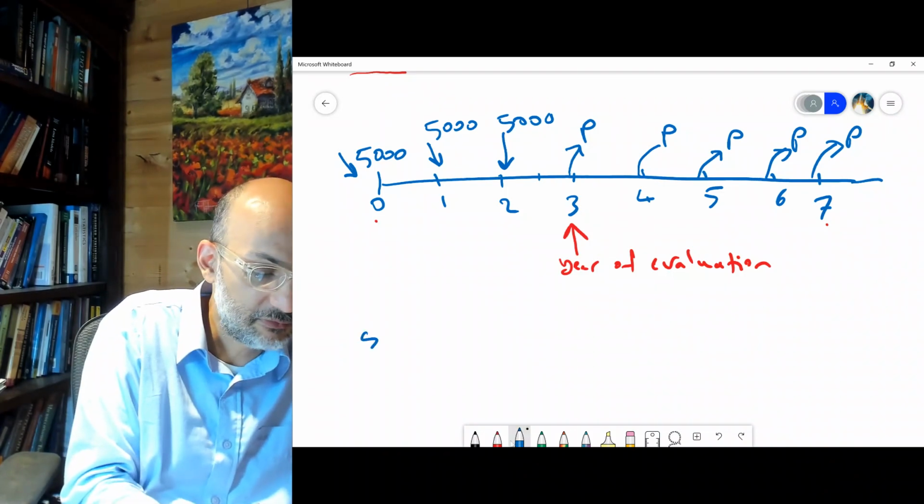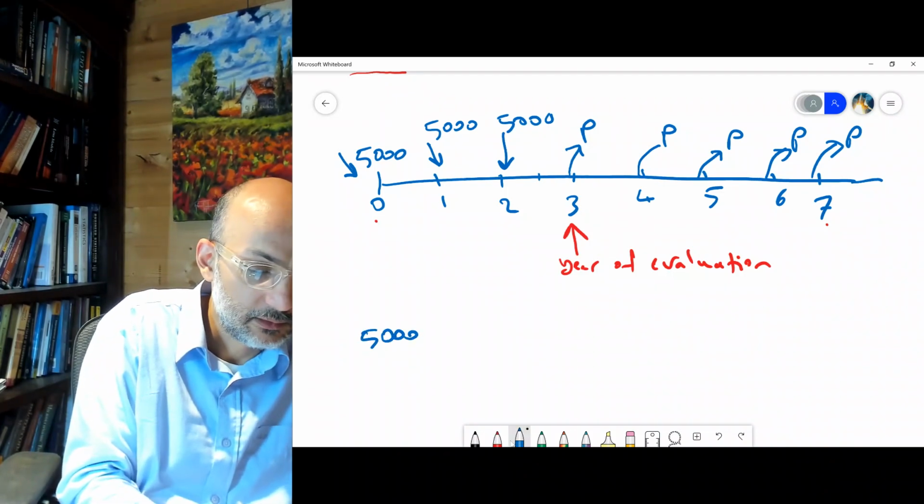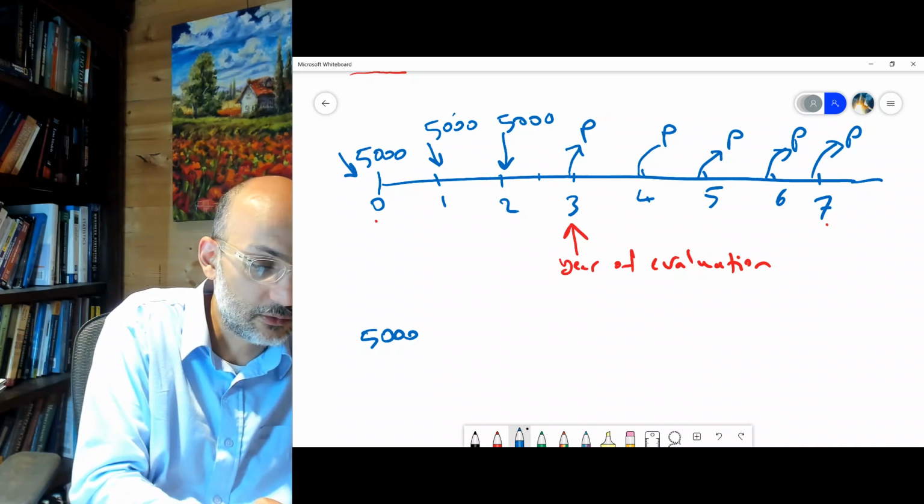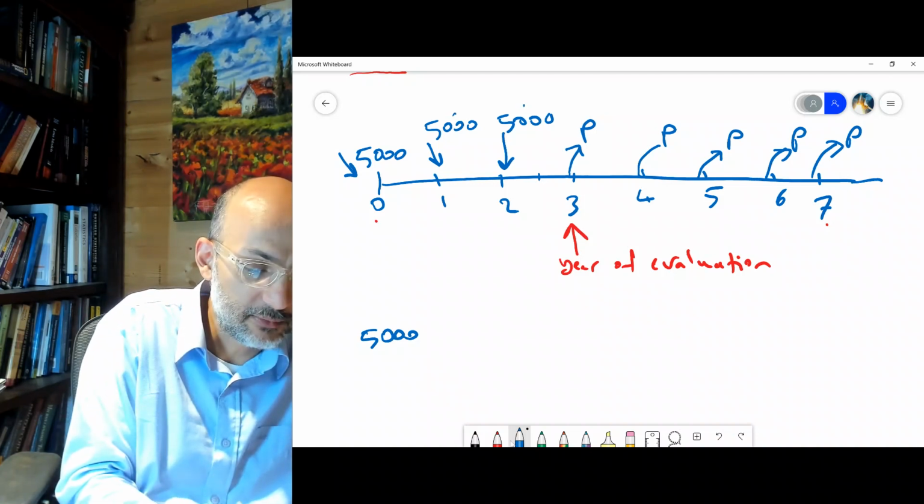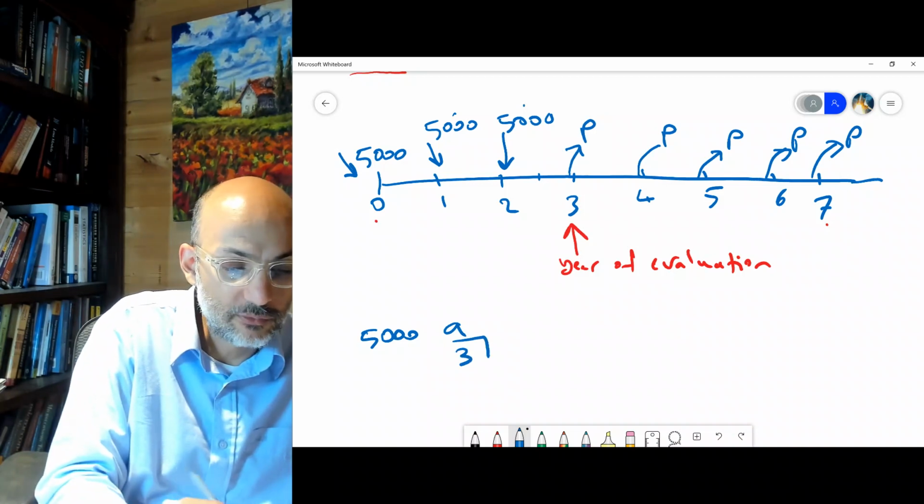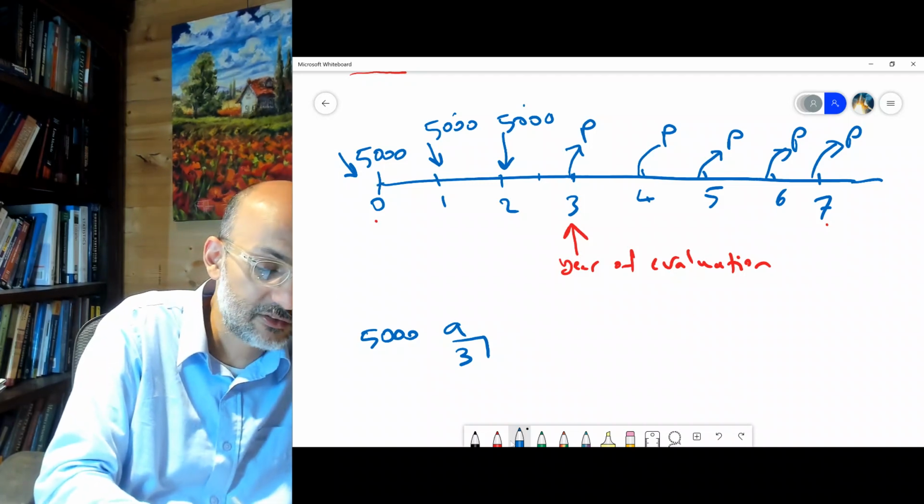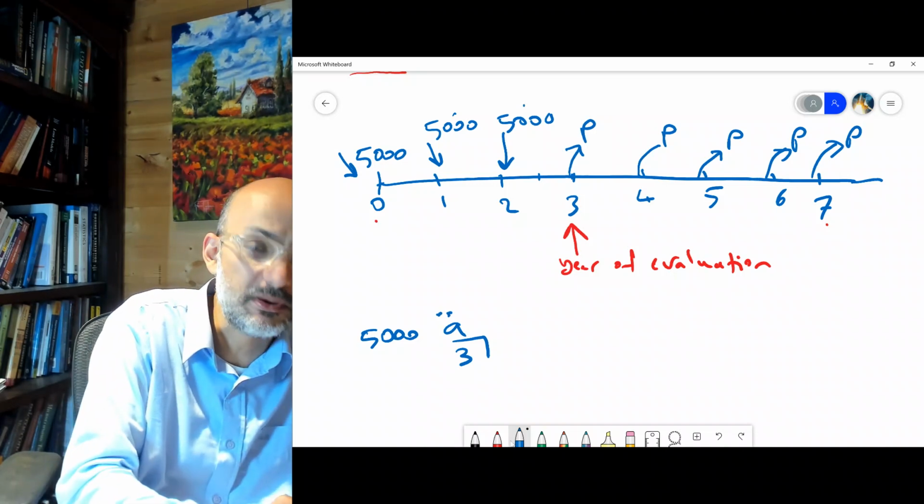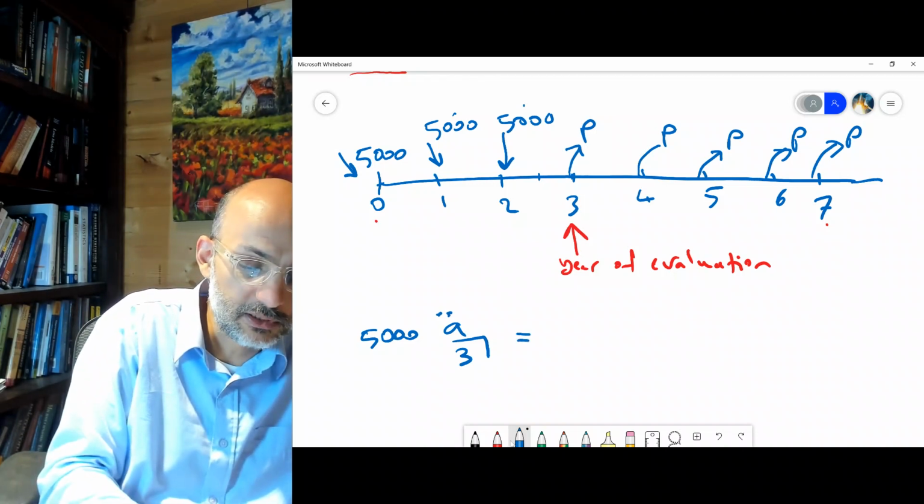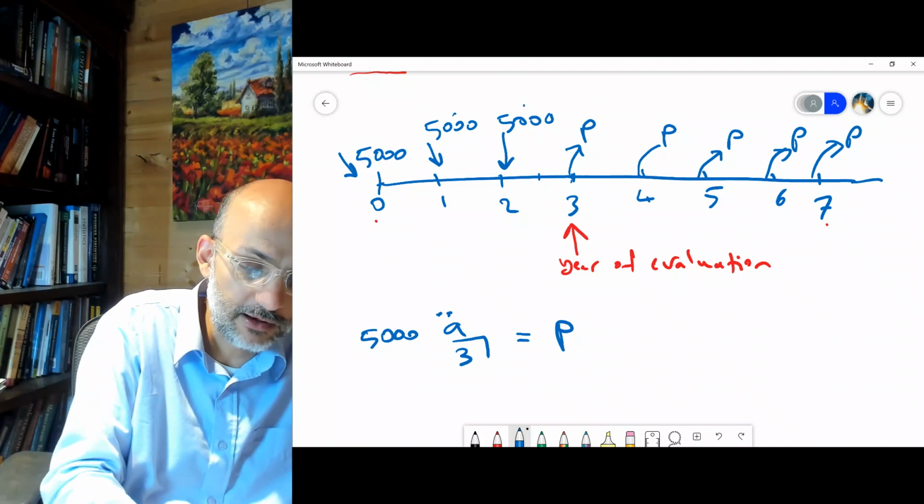So if you have 5,000, now if you recognize 1, 2, 3, 3 payments, let's make it A angle 3, right? And we bring it here. I wanted you to recognize it's the beginning of the year, so it has to be due. Right? Do you see it? Because it's the beginning of the year. This must be equated with P. The year of evaluation is here.